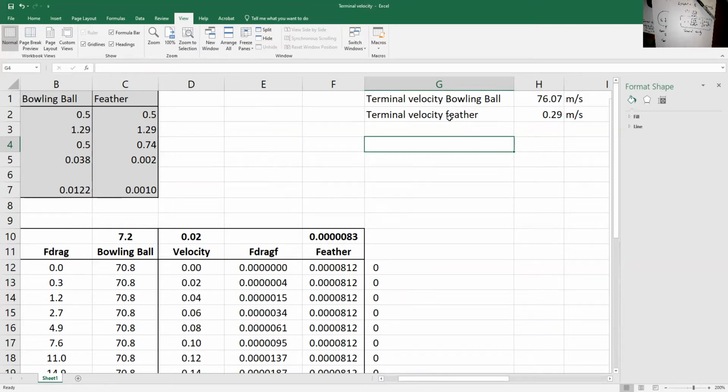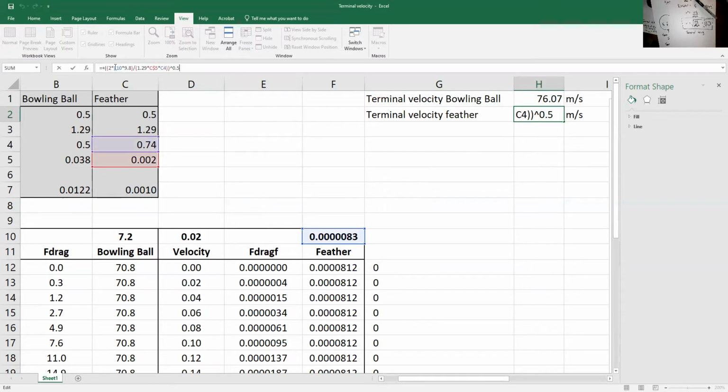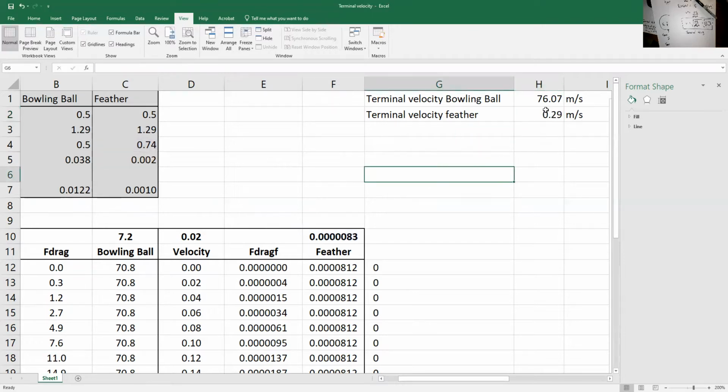I did the same thing for terminal velocity of the feather. Just calculated 2 times the weight of the feather divided by the product of rho CdA, and took the square root of all that. That's the terminal velocity of the feather, 0.29 meters per second, less than 1 meter per second. So less than a mile per hour. At less than a mile per hour, the drag force would be equal to the weight of the feather. And at that point, it's going to fall at a constant velocity, roughly. Yeah, it sways back and forth, but you get the idea.